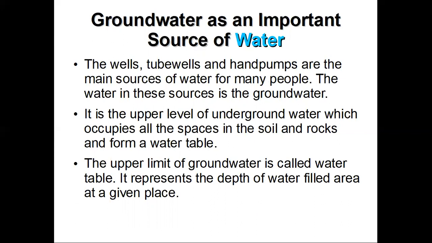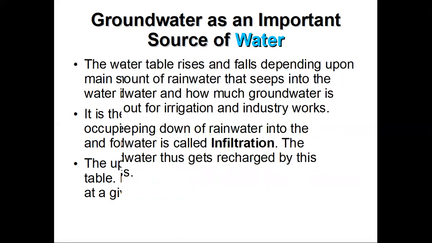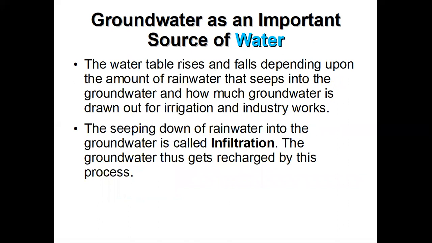The upper limit of groundwater is called the water table. It means that where the groundwater starts is known as the water table. It represents the depth of the water-filled area at a given place. The water table rises and falls depending upon how much rainwater is seeping in, and how much groundwater is drawn out for irrigation and industry. The seeping down of rainwater into the ground is called infiltration. Groundwater gets recharged by this process only.